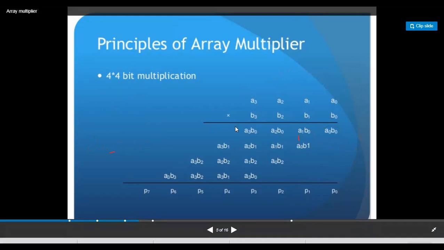Here each row has a 4 multiplier. That means a total of 16: 4 into 4, 16 times I have to multiply. B0 with 4 times, B1 with 4 times, B2 with 4 times, B3 with 4 times. That means in total 16 AND gates are required. 16 AND gate blocks are required.